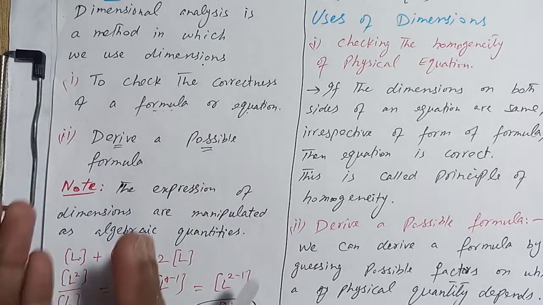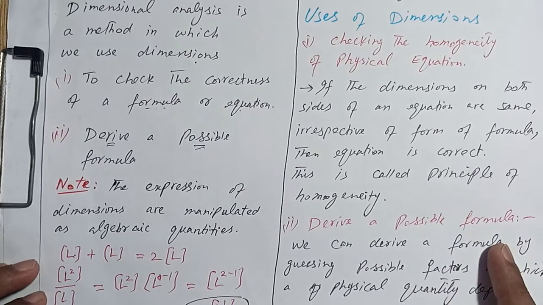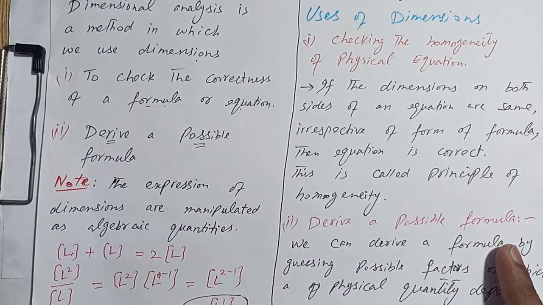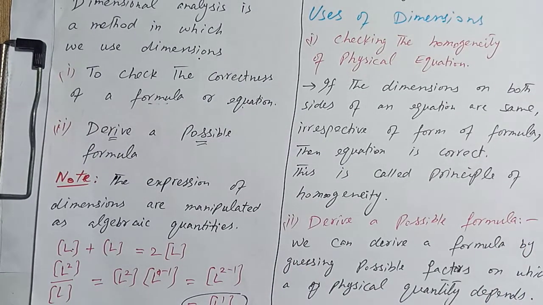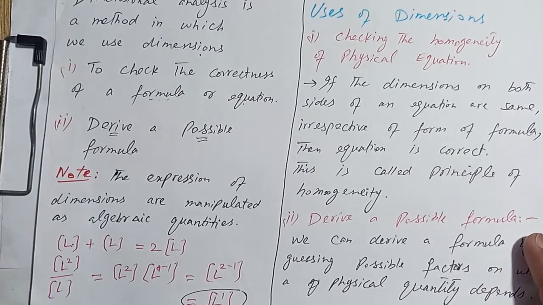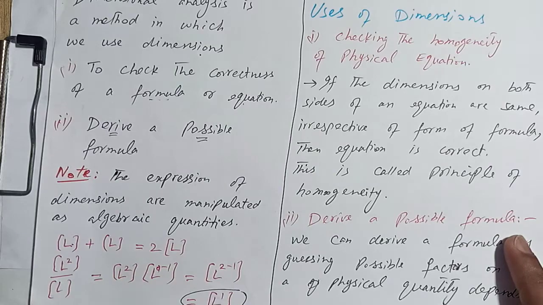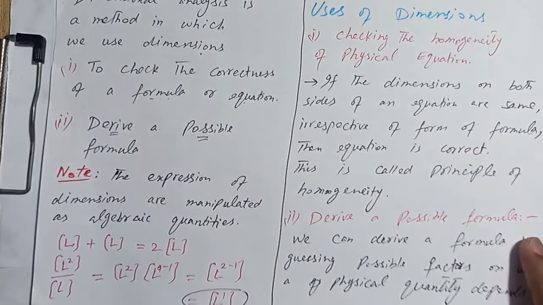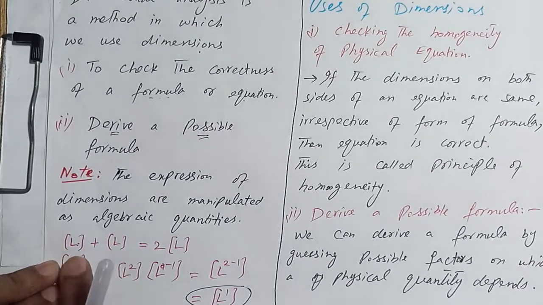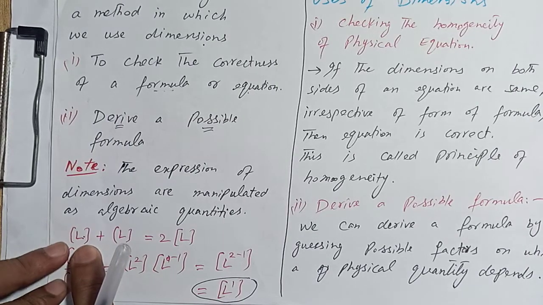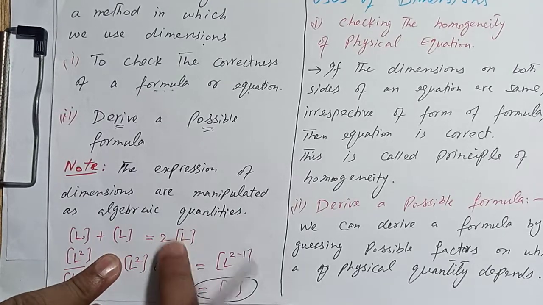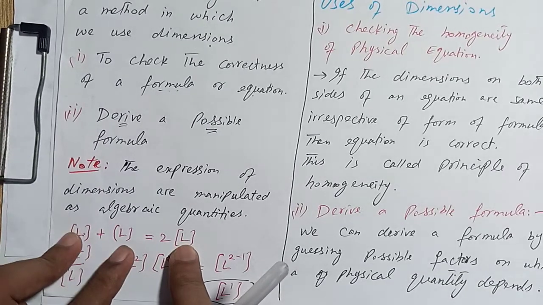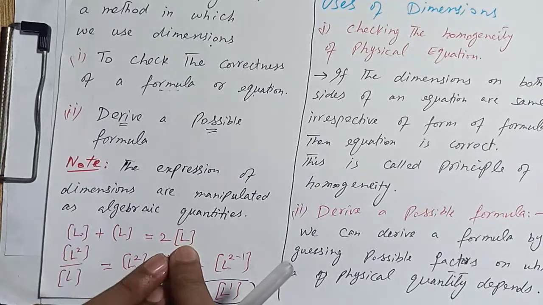Similarly, the dimensions of same quantities, for example length or mass or electric current, are added, subtracted or multiplied as we add, subtract or multiply quantities in algebra. For example, the dimension of length plus dimension of length is equal to 2 into dimension of length. Both these terms are similar, so these are added.